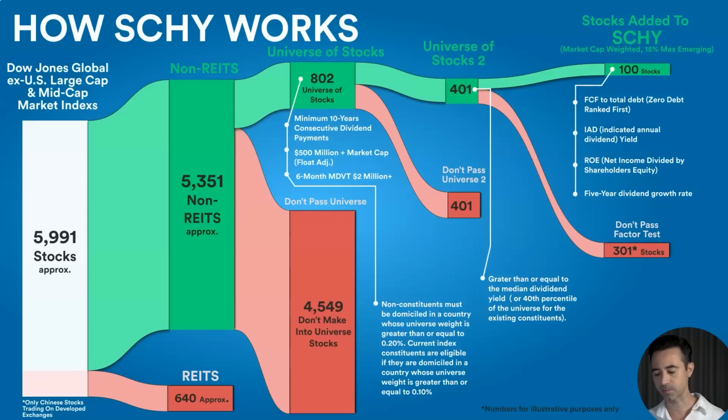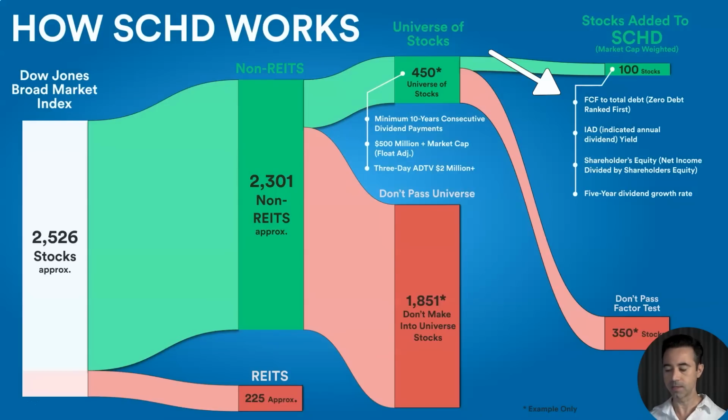Now they can go to the next part, where we're going to create basically a score, and we're going to use 4 different factors to figure out the score. Now, this is also how SCHD works. And actually, it's the same factors, right? So very interesting. We have free cash flow to total debt. We have IAD yield, that's basically the dividend yield. We have return on equity, sorry. And then we have 5-year dividend growth rate.